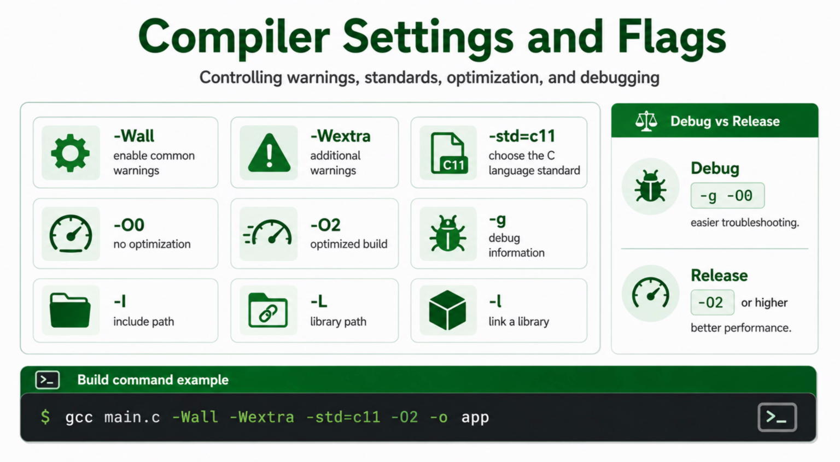The -g flag adds debug information so tools like GDB can map machine code back to source lines. Include paths use -I. Library paths use -L. Libraries are linked with -l. My embedded comment is: always separate debug and release configurations. Debug should help you understand the code. Release should be tested carefully, because optimization can expose timing problems or undefined behavior.